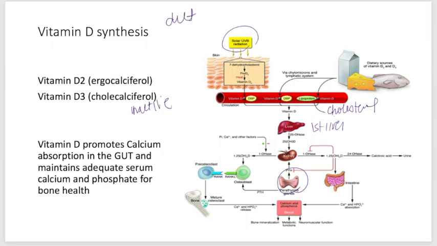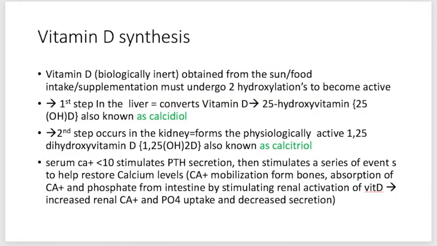Then the 1,25 is involved with our calcium metabolism and necessary for the absorption of calcium and phosphate by the small intestine, and then that's going to go for your bone health. So parathyroid hormone is heavily involved in this process. The parathyroid hormone comes from the parathyroid glands that are behind the thyroid, and they stimulate the sequence of events to help restore plasma calcium levels back toward normal. I do have the breakdown of your vitamin D synthesis.